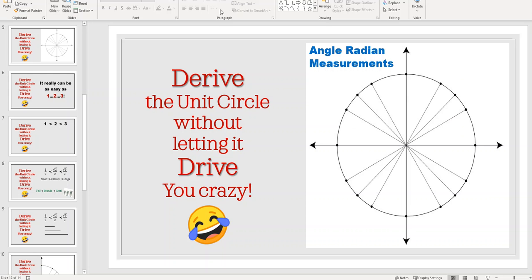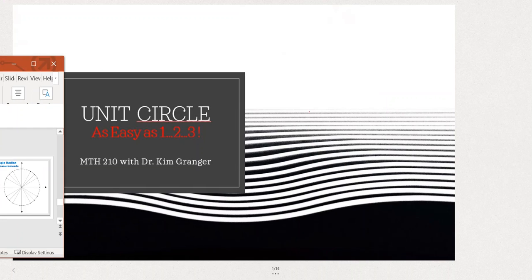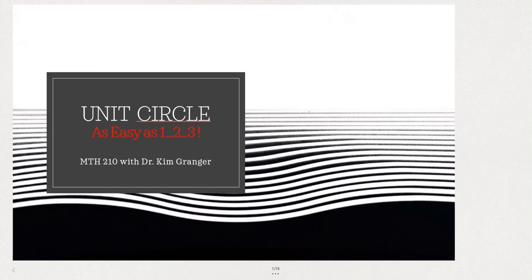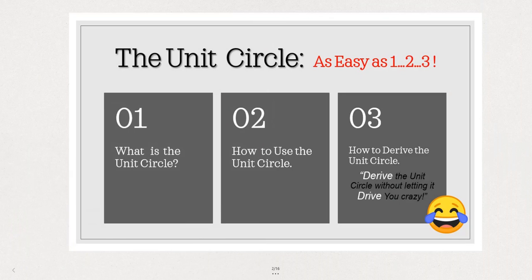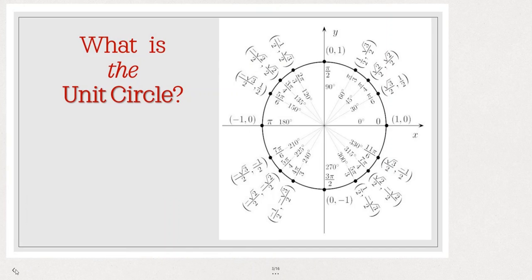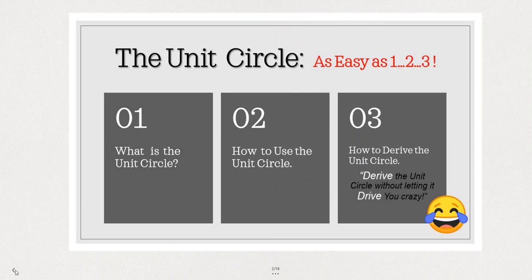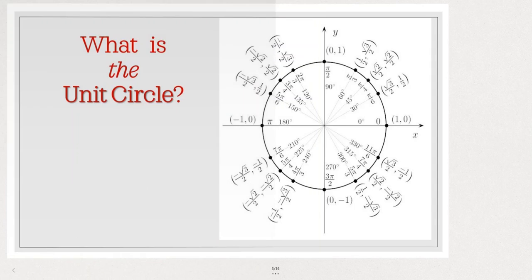In this video, I'd like to walk you through the unit circle and show you that the unit circle really is as easy as 1, 2, 3. Let's get started. The unit circle is as easy as 1, 2, 3. First, number 1, we're going to look at what the unit circle is. Number 2, we're going to look at how to use the unit circle. And number 3, we'll look at how to derive the unit circle, or I'd like to name it this: derive the unit circle without letting it drive you crazy.